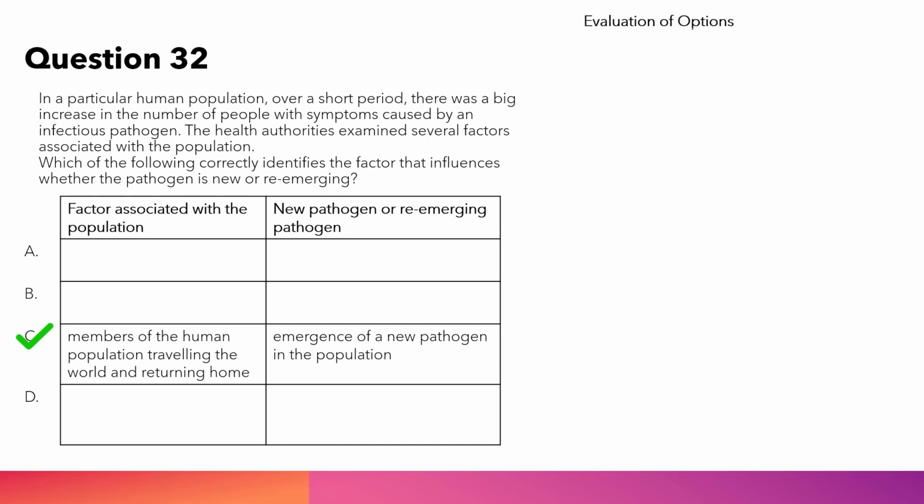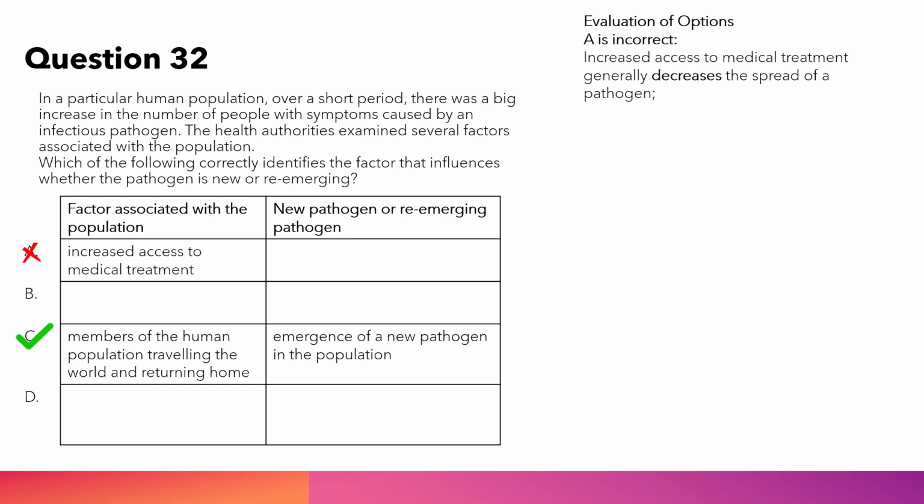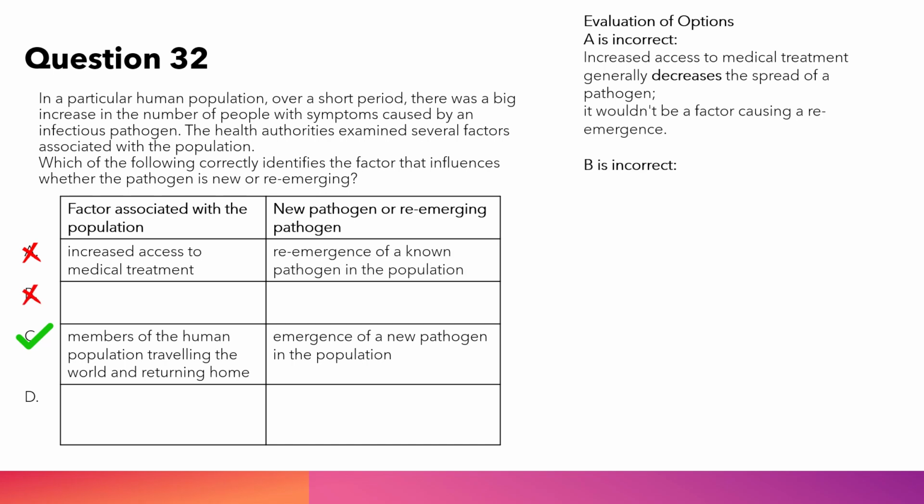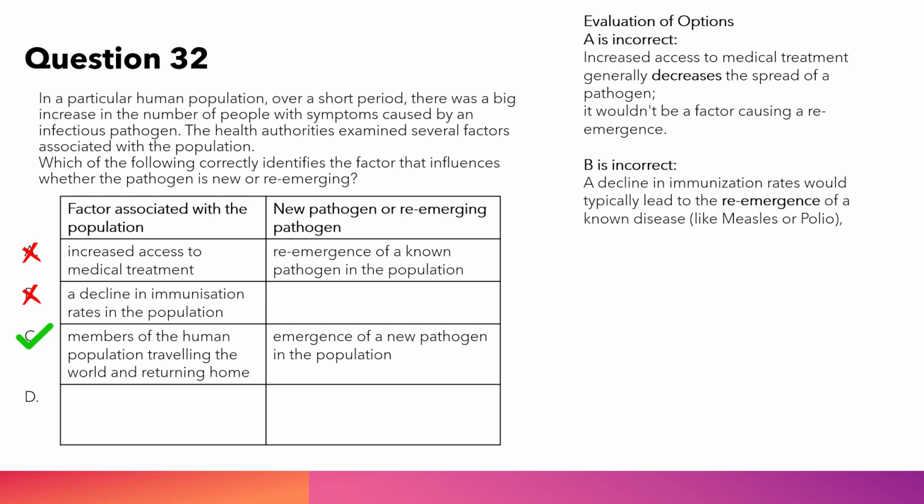Evaluation of options. A is incorrect. Increased access to medical treatment generally decreases the spread of a pathogen. It wouldn't be a factor causing a re-emergence. B is incorrect. A decline in immunization rates would typically lead to the re-emergence of a known disease, like measles or polio, not the emergence of a new one.